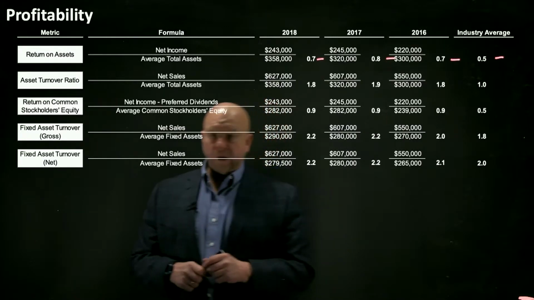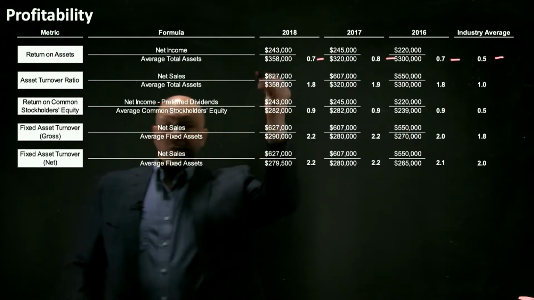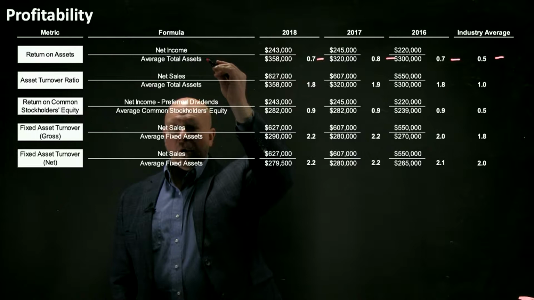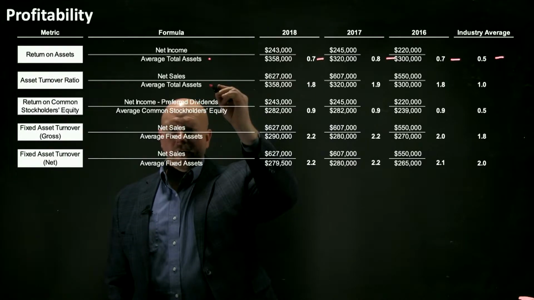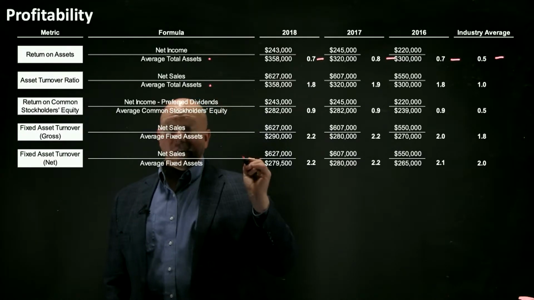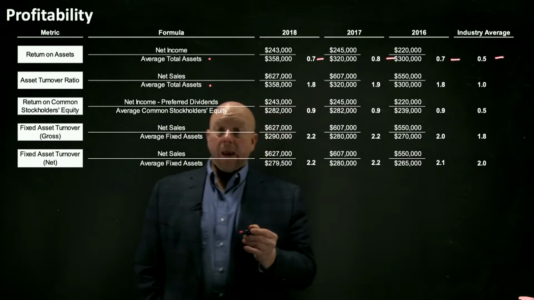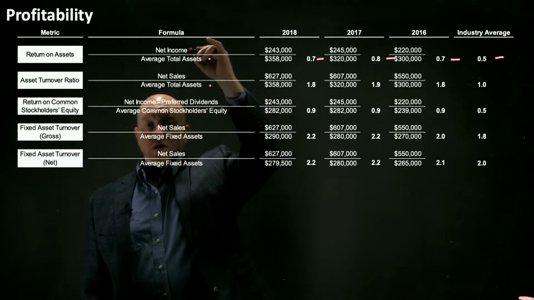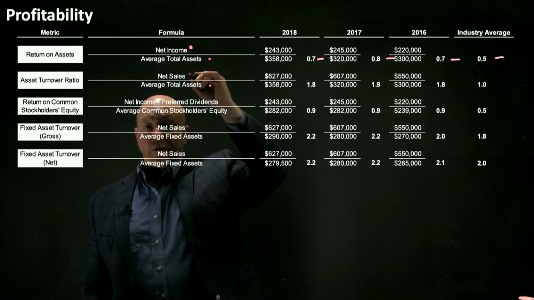Asset turnover ratio. Now, you got to be careful with this one. Look at the difference. Asset turnover ratio almost looks like the return on assets. They have the same denominator, but the difference in the numerator is really, really critical, guys.